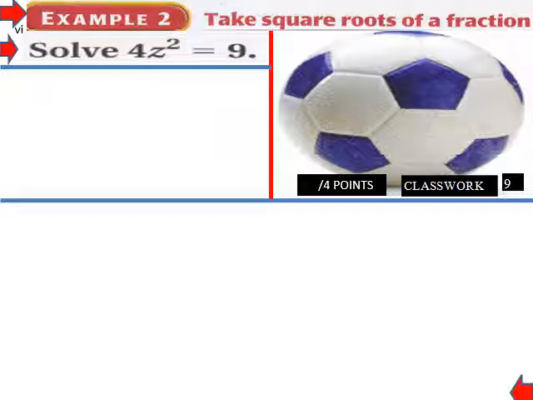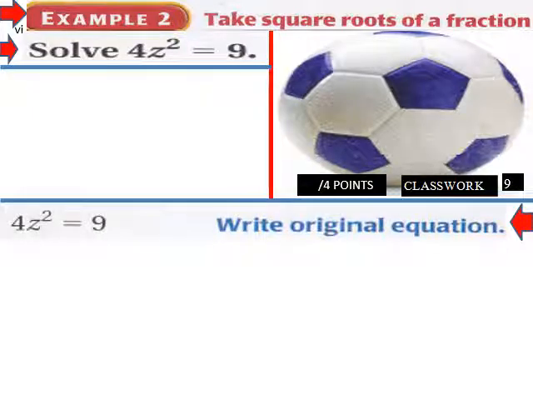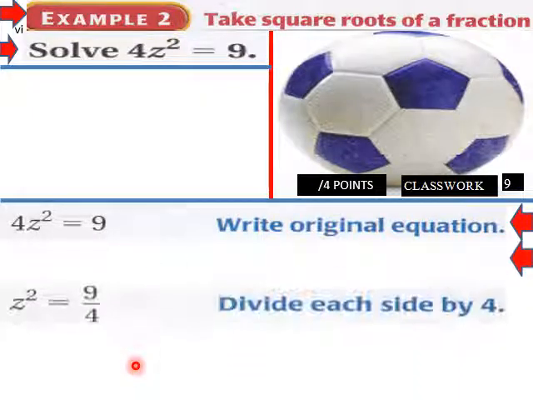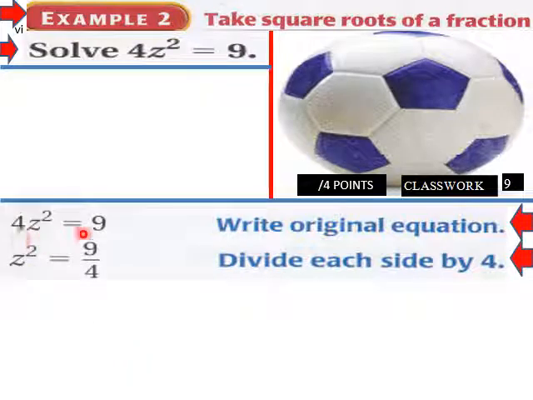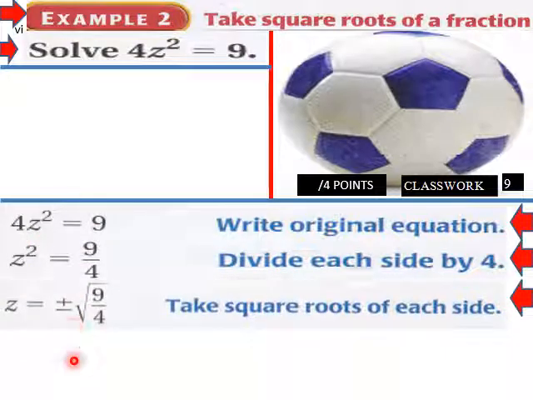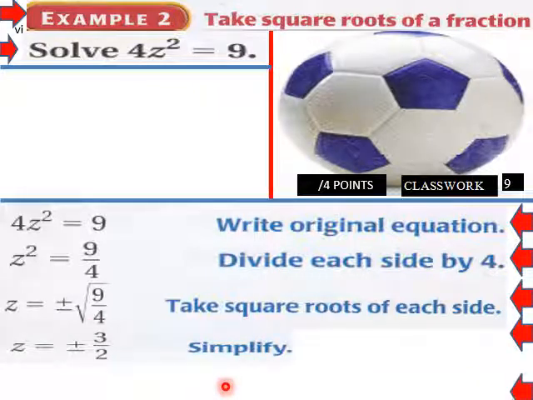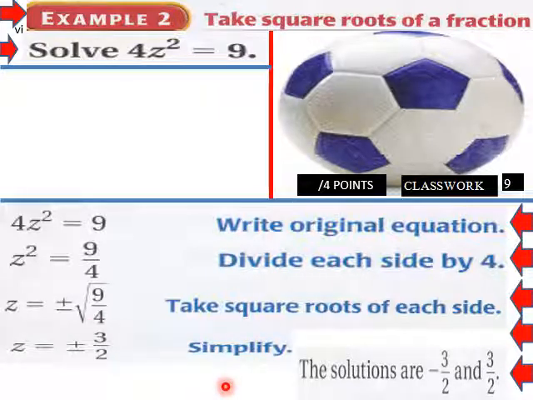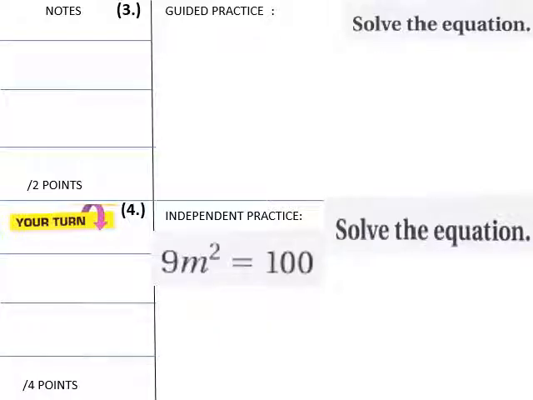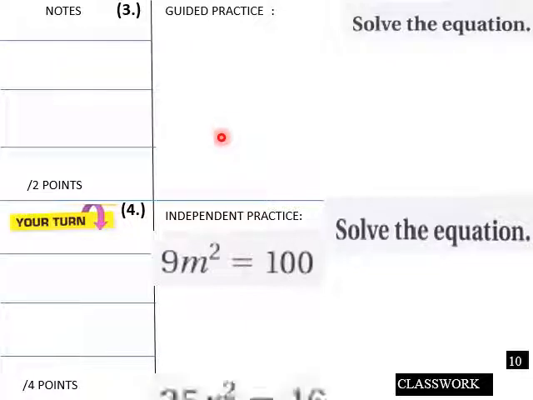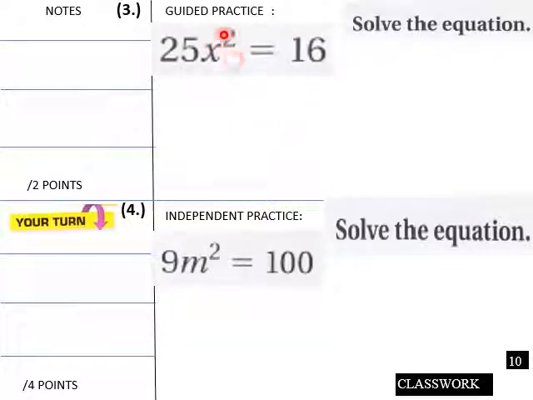So example 2 takes square roots of a fraction. So 4z squared equals 9, it's our original, and then we divide through by 4, and then we're going to take the square root of 9 over 4, and we get plus or minus 3 over 2, so our solutions are negative 3 over 2 and positive 3 over 2. Now we've got guided practice here. Let's do this by using the square roots. Students, this is yours.